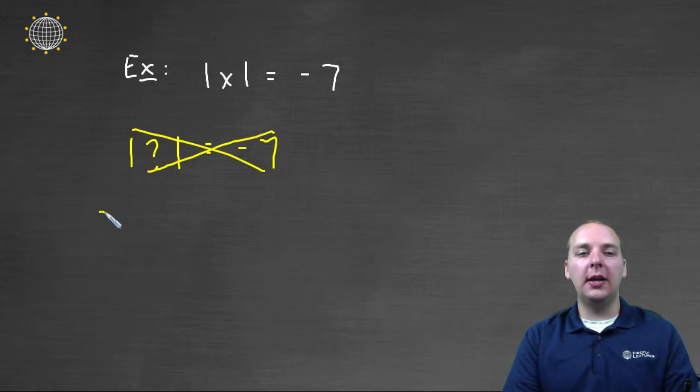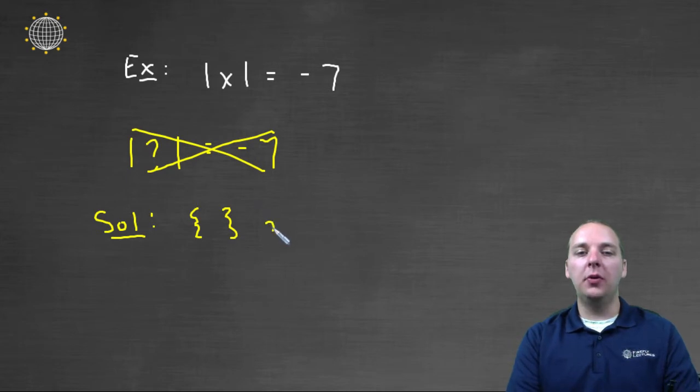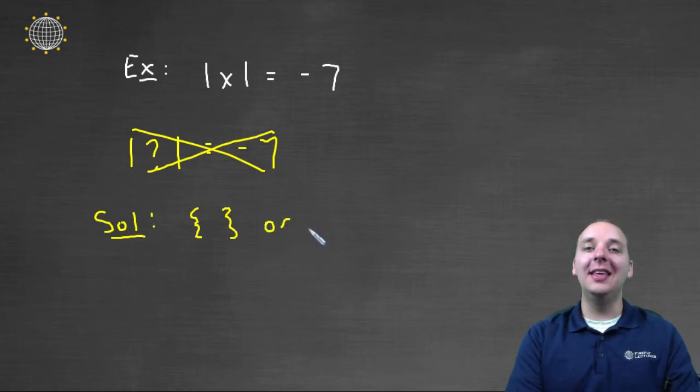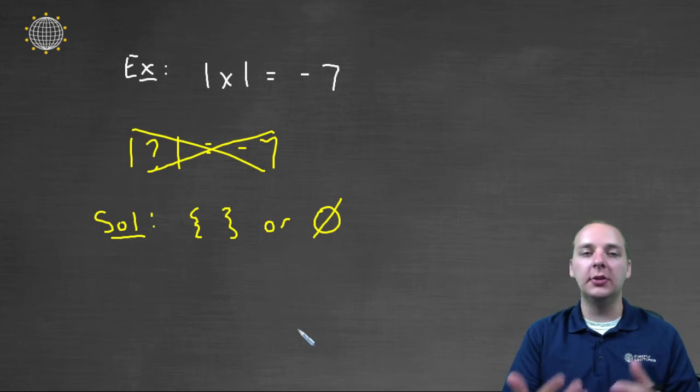So if we wanted to write this solution as a set, we would write it either with just empty braces because there's no answers, or if you remember our video on the empty set, then you can also do a circle with a line through it, and that's basically a set of answers with nothing in it. There's no answers that will satisfy this equation here.